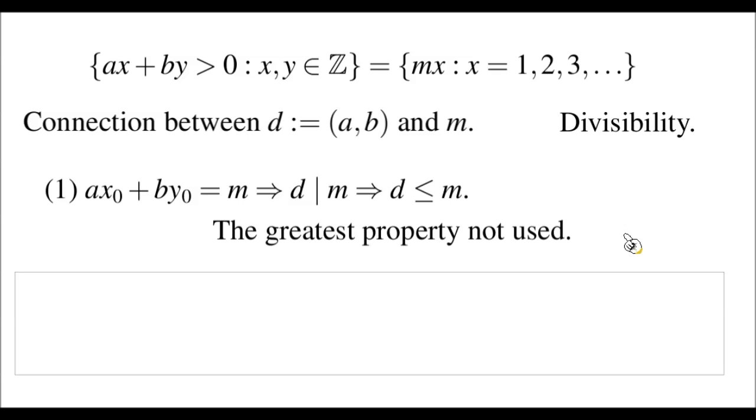So this is something I want you to try. Pause the video and see if you can pull out the greatest common divisor part, and we want to eventually show M is less than D, right? And compare that with the greatest property.